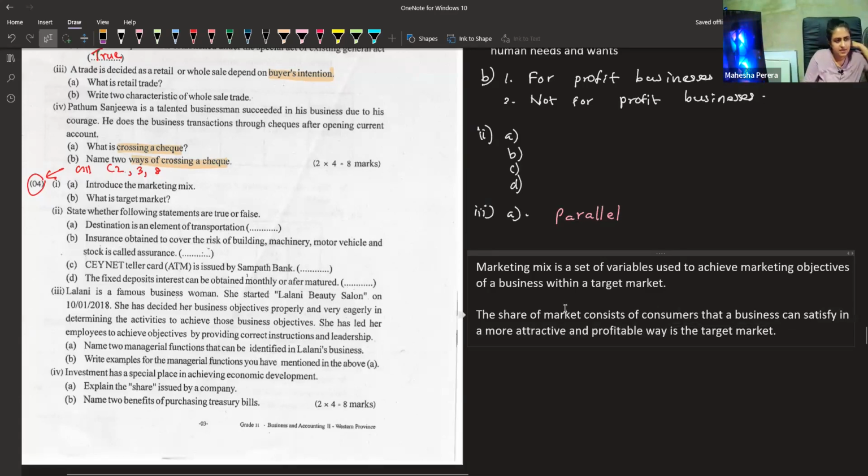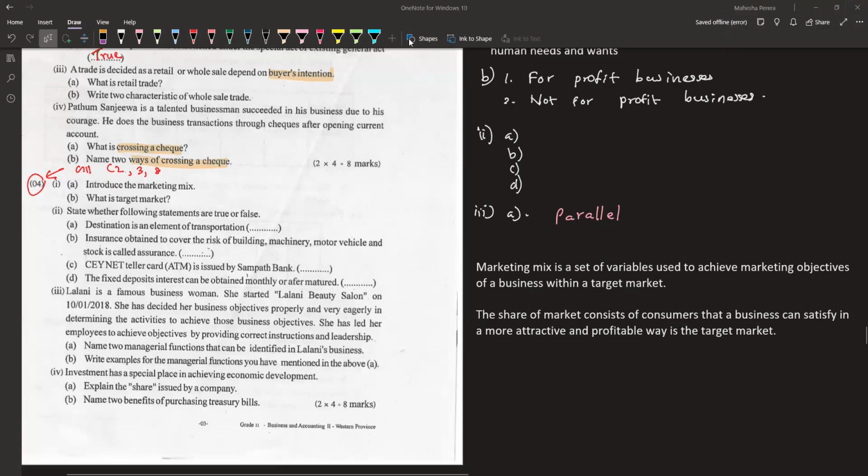Right. So these are the definitions. I'll give you 1 minute to write and finish.